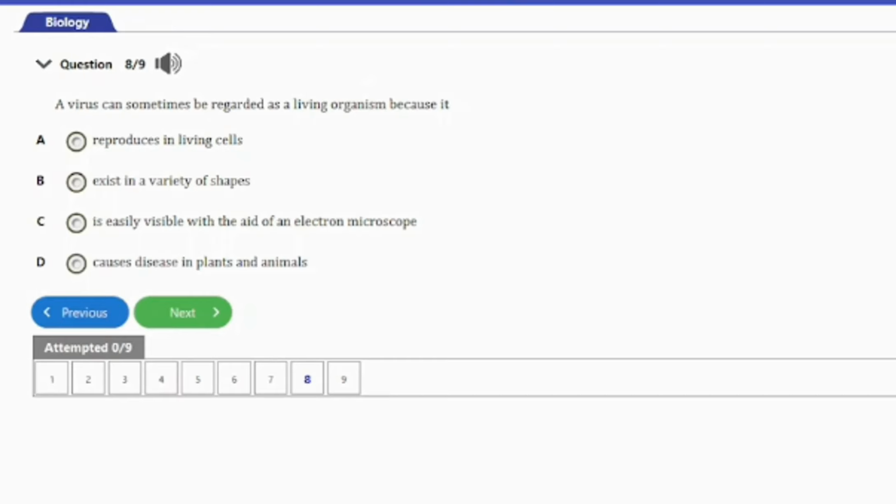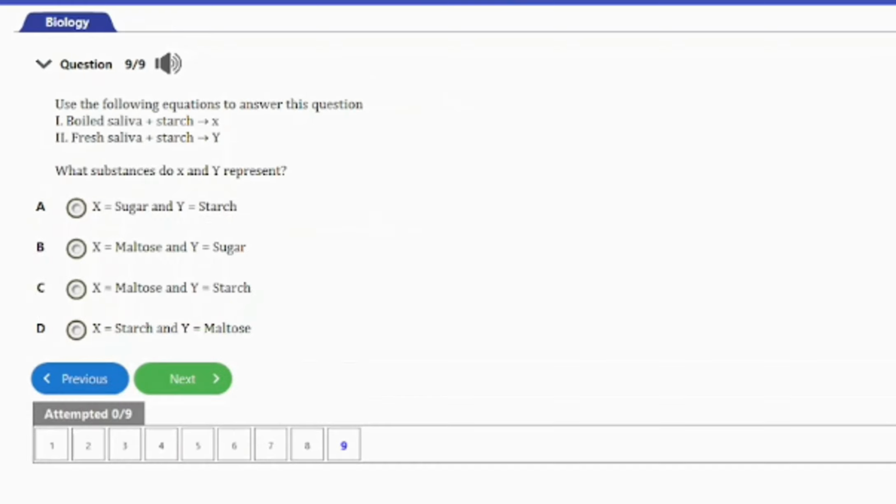Let's go ahead and consider the next question. Question number 9 and the last, it says, use the following equation to answer this question. I. Boiled saliva plus starch equals X. II. Fresh saliva plus starch equals Y. So I says boiled saliva plus starch equals X, and then II, fresh saliva plus starch equals Y. And then the question says, what substances do X and Y represent?